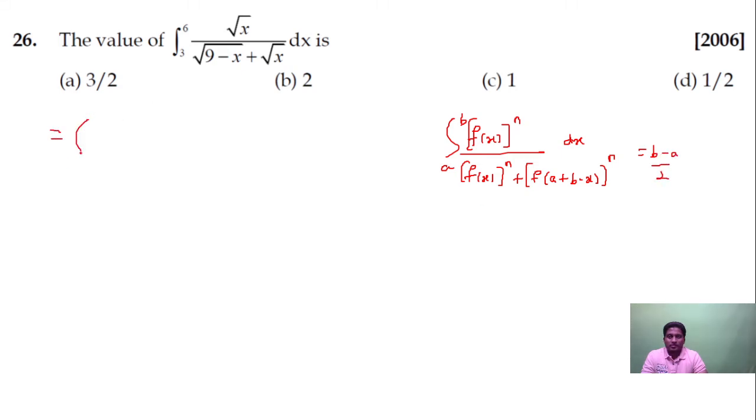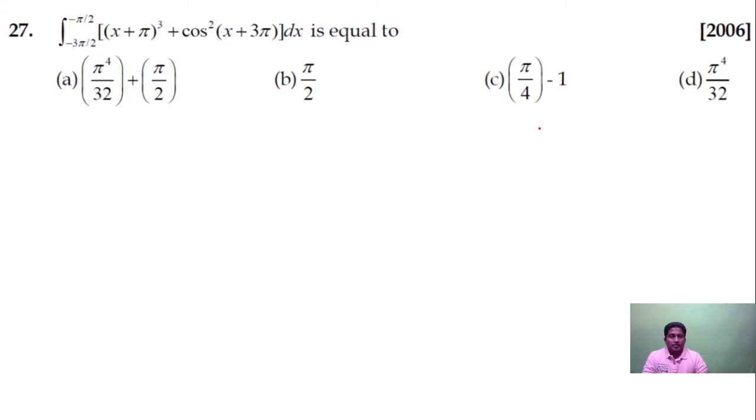3 to 6, this is root x, and this is also root x, plus root of lower plus upper minus x, that is 3 plus 6 minus x, dx. You get the same question. Answer is b minus a by 2, that is 6 minus 3 upon 2. Answer is 3 by 2. First option.